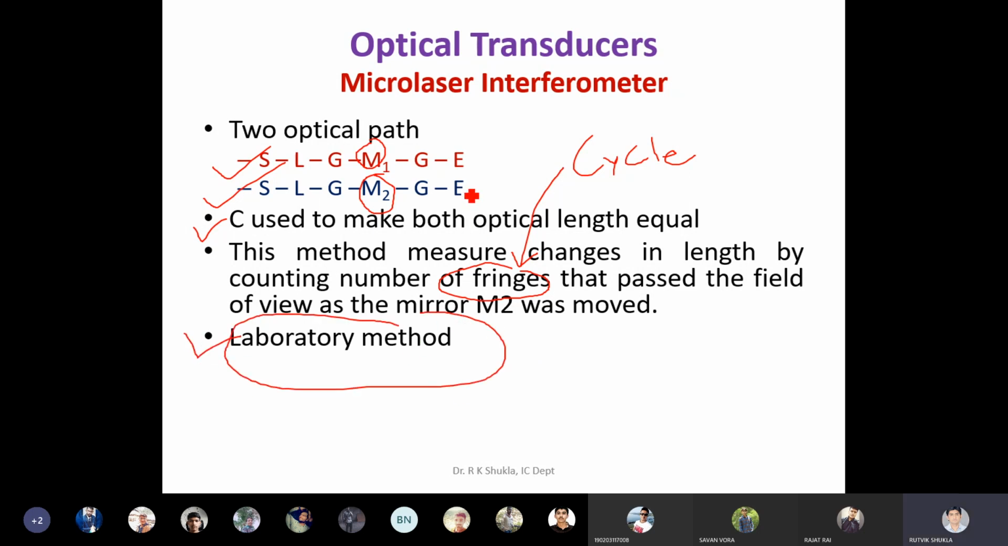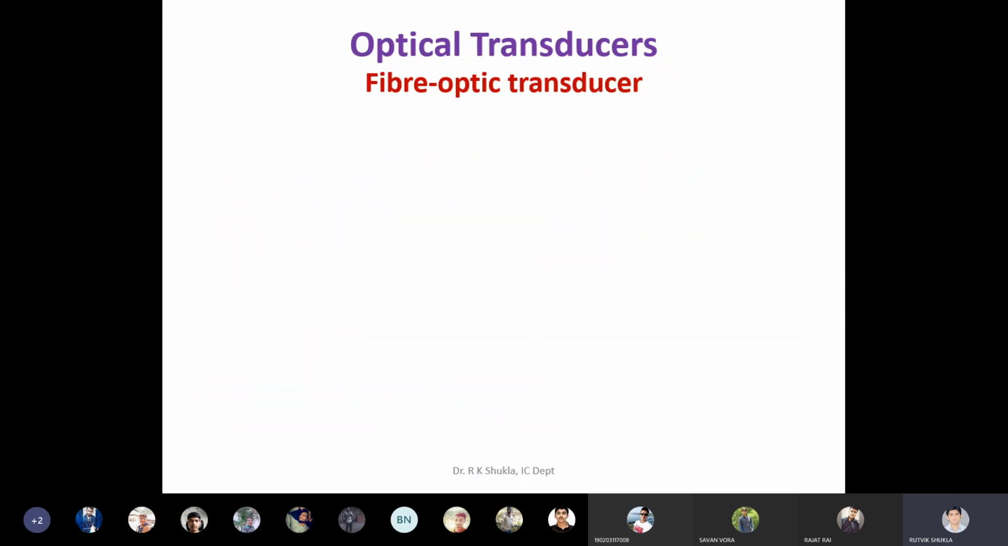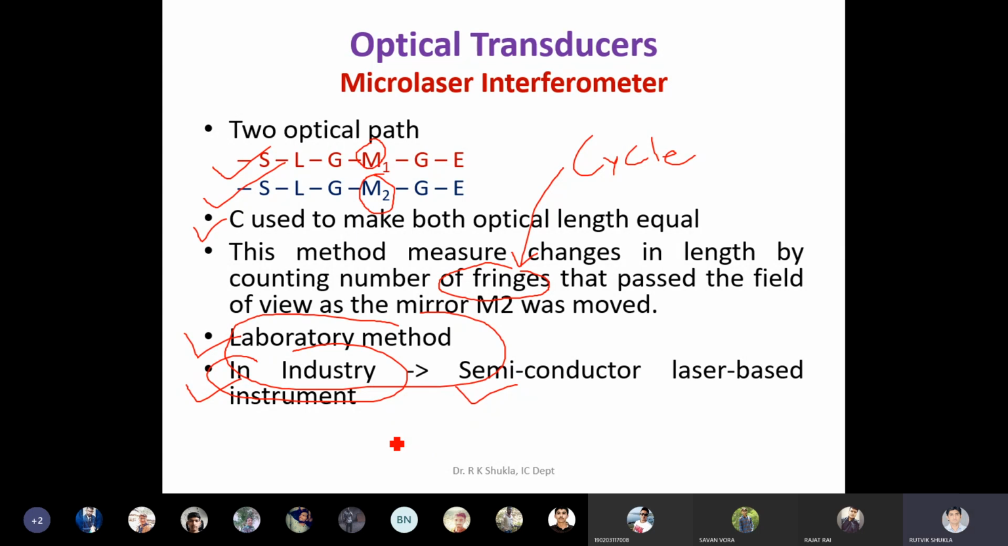You have seen the whole instrument. The instrument is generally used in the laboratory, but due to the invention of semiconductor material, this method is now also suitable in industry. That's why nowadays this method utilizes semiconductor laser based instruments. Okay? So that is all about the micro laser interferometer.